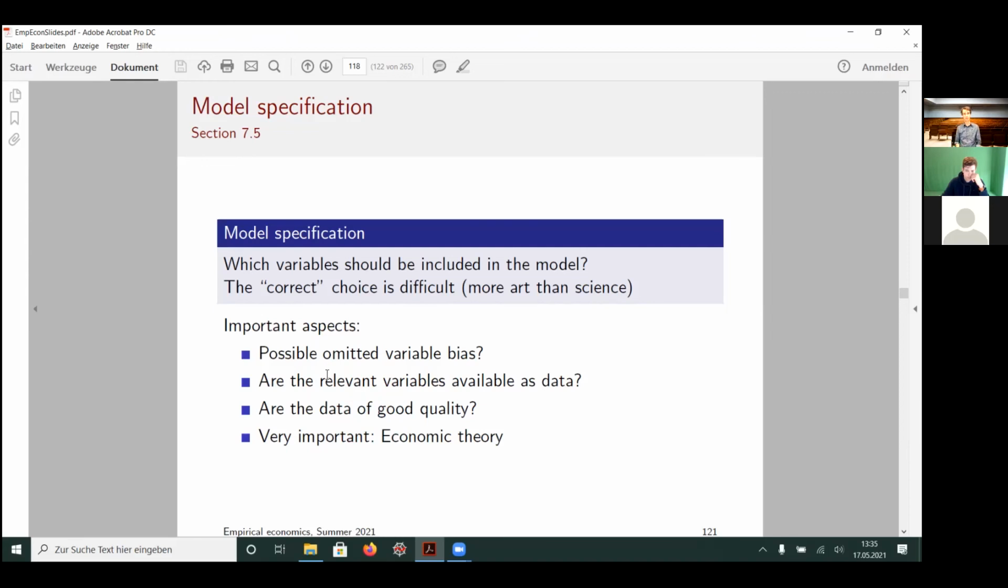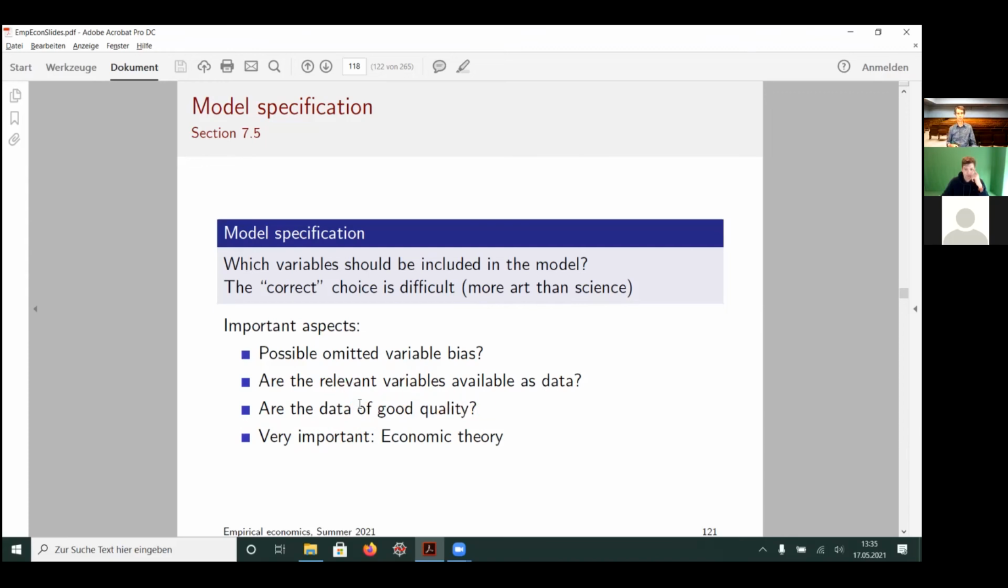And even if you have, then the question is, are the data you have really good enough? Is the data quality good enough? Later on, we will see that if variables are measured in an imprecise way, so if there's measurement error, then you will also get bias in your estimation. Okay? So data quality is also an issue here, which should be taken into account.